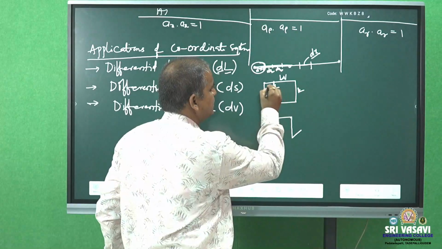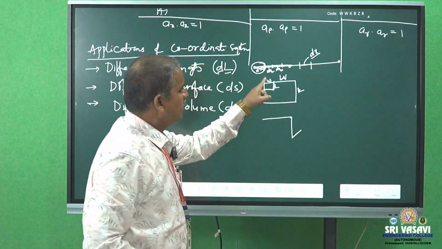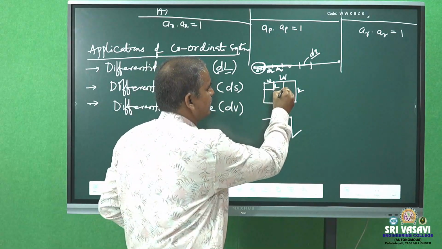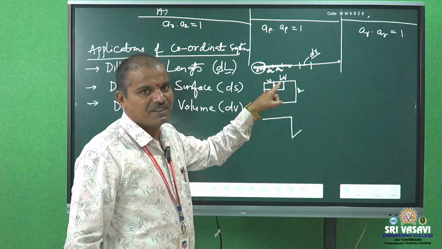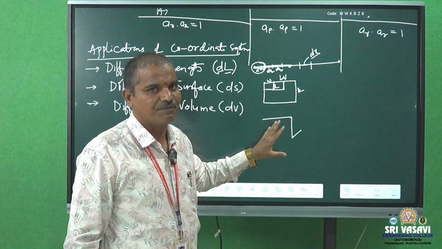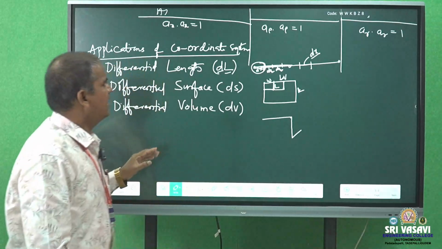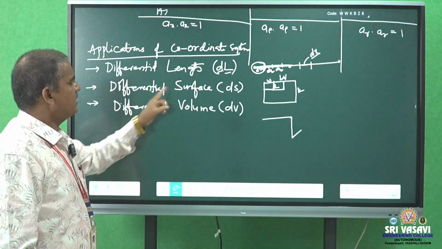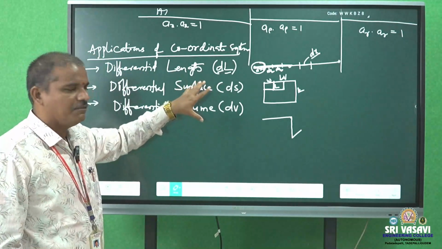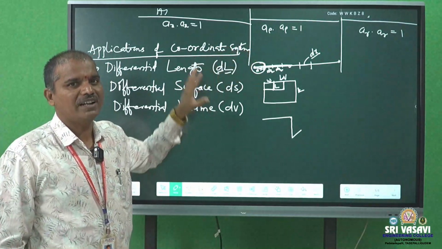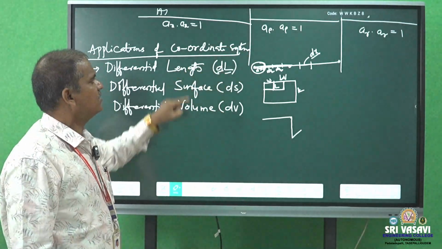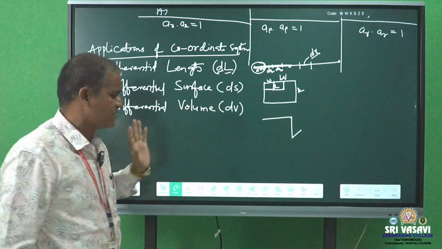This is your length. This is your width. A small area like that is also one small area. This is called a differential surface. In a similar way, differential volume also. So in this scenario, differential length, differential surface, differential volume, these three parameters are introduced in our coordinate systems. How to analyze this? All these three applications in the coordinate system, we are going to discuss now.